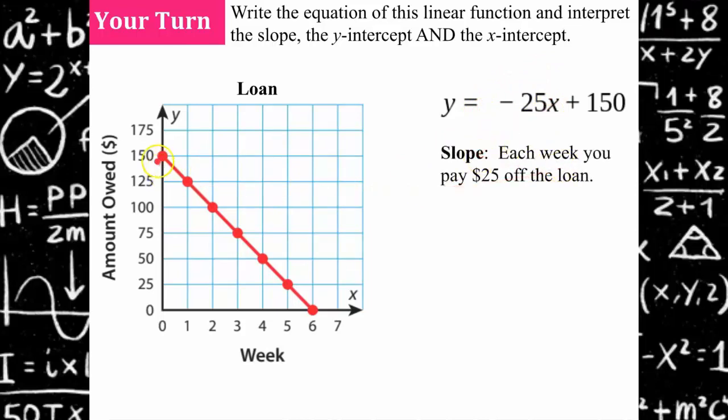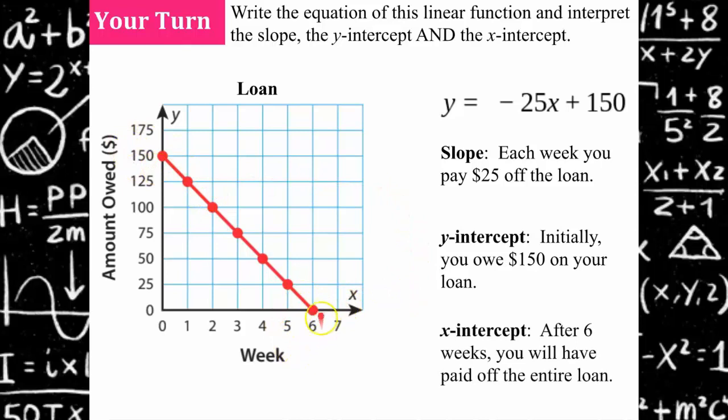So each week, my payment, I'm paying off the loan, so it's negative. So to start, I initially owe $150. So I borrowed from somebody. I have a loan of $150. And my slope tells me that I pay every week, I pay $25 off the loan. So my loan is reducing by $25 per week. And it started at $150.